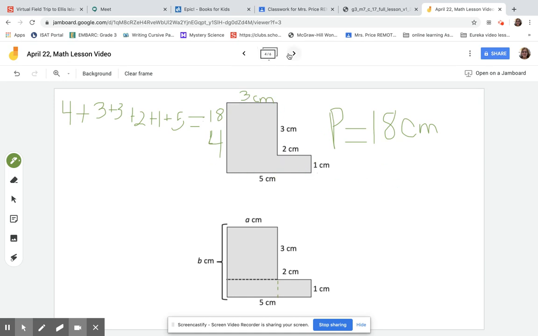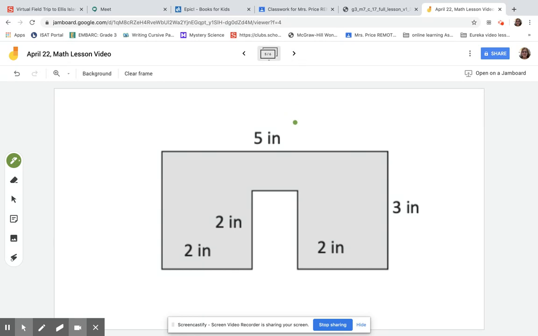Okay, so let's see what we have on the next slide. Okay, let's do another one. So this is another really odd shape. Let's figure out what our missing side lengths are first. Okay, so we have this one, we have this one, we have this one. We don't have this one. We don't have this one, but we do have this one. We have this one, and we don't have this one.